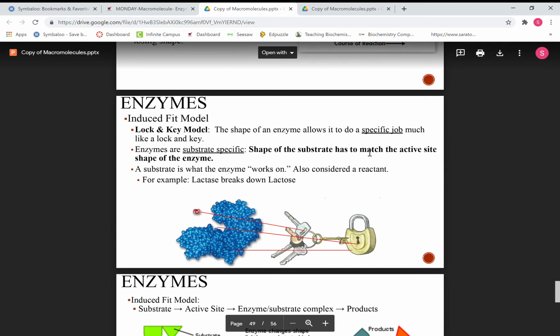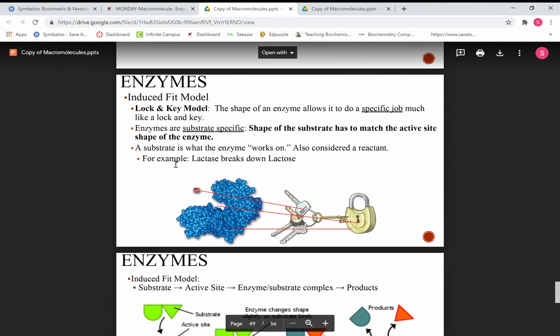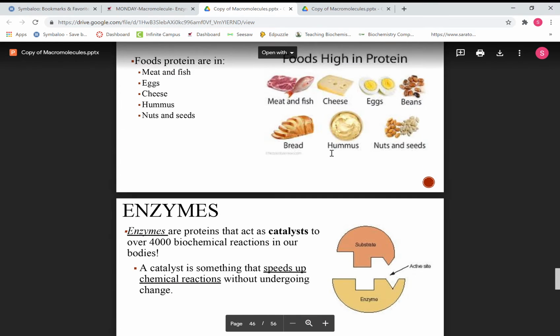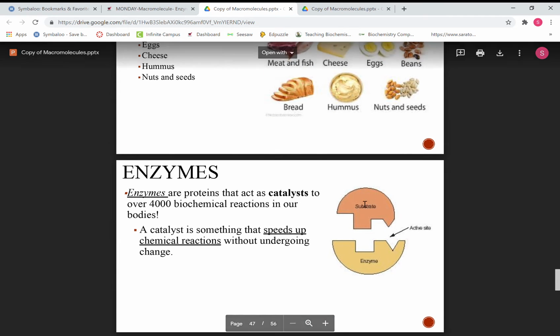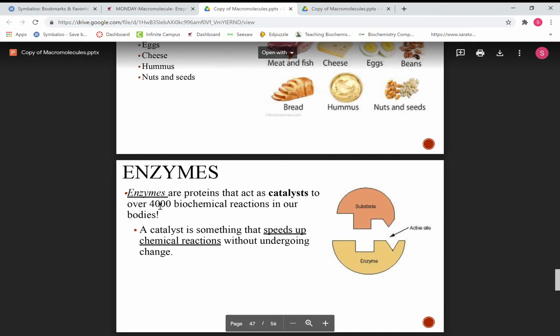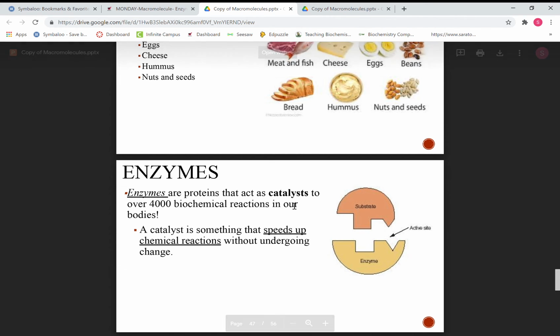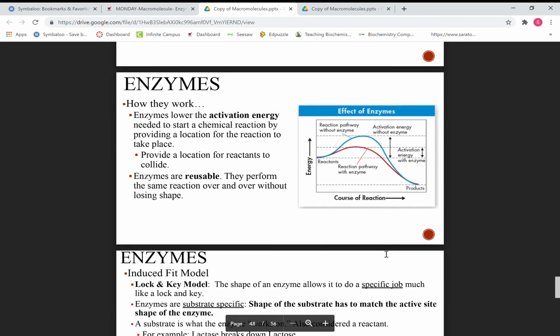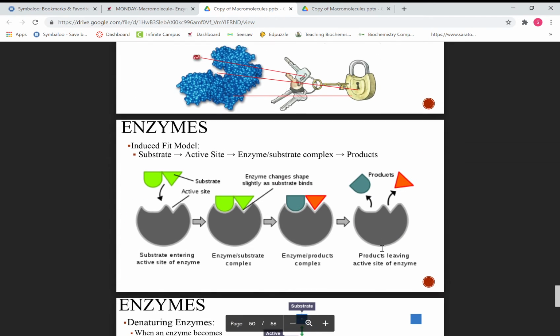Again, like here it says, the shape of this substance has to match the active site of the enzyme. That's what I'm talking about, the lock and the key. A substrate is what the enzyme works on. So remember I told you when we were looking at the beginning up here, we said the substrate is what it works on. This active site is where the reaction actually takes place. And the enzyme is what's causing the catalyst, meaning making the reaction go faster by lowering this activation energy. So it takes less energy is what it basically comes down to.